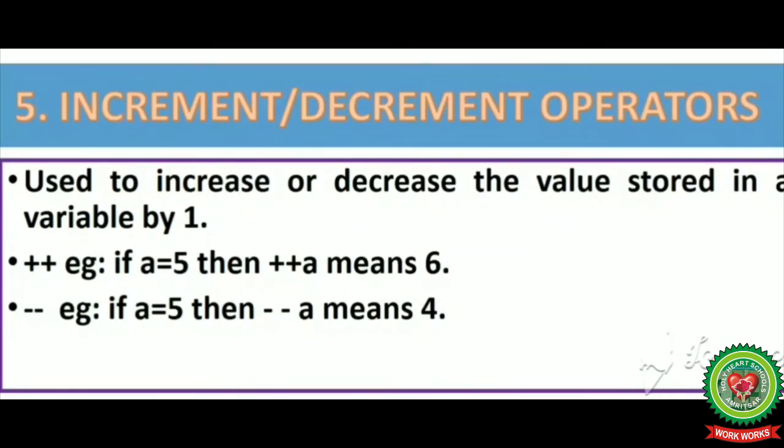Number 2, --. If a is equal to 5, then --a means 4. Means from 5, we will decrease the value by 1. So we will get the answer 4. So increment and decrement are used to increase or decrease the value by 1. Either we can add 1 in the increment, and in the decrement we can decrease the value by 1.